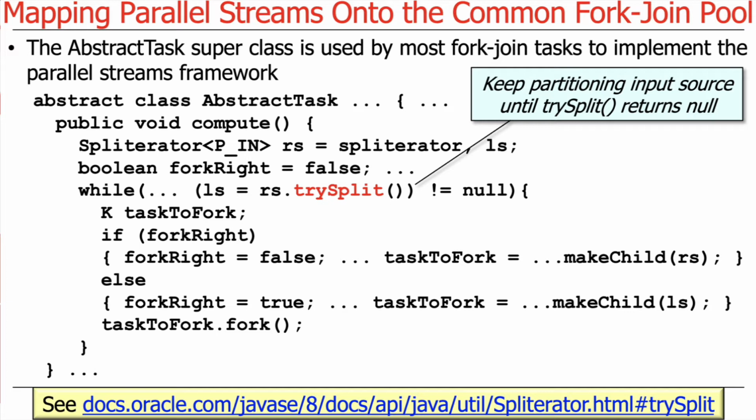And if it wanted to split some more, it would return non-null. Well, that's exactly what's going on here. So we're calling try split, and we're getting back a left-hand side. The right-hand side has just updated itself because that's what try split does. And as long as it hasn't reached null, we're going to do some stuff in this loop.